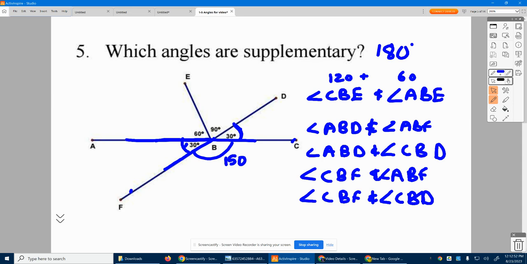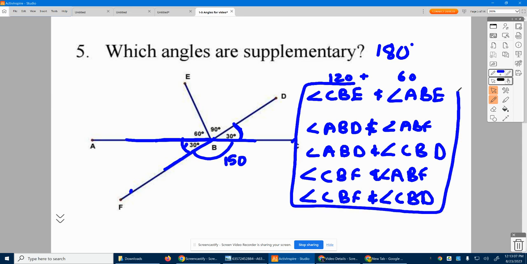Get all types of choices, don't we? It's a little crazy, but there's a few. Now, maybe there's a few more in the picture that I'm just not seeing off the top of my head. Possible, I don't know, but we've seen quite a few, and the key is they add up to how many degrees? If they're supplementary, 180 degrees.